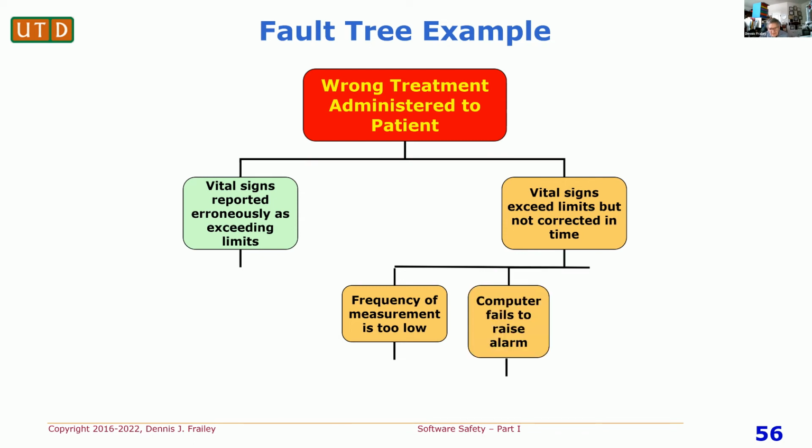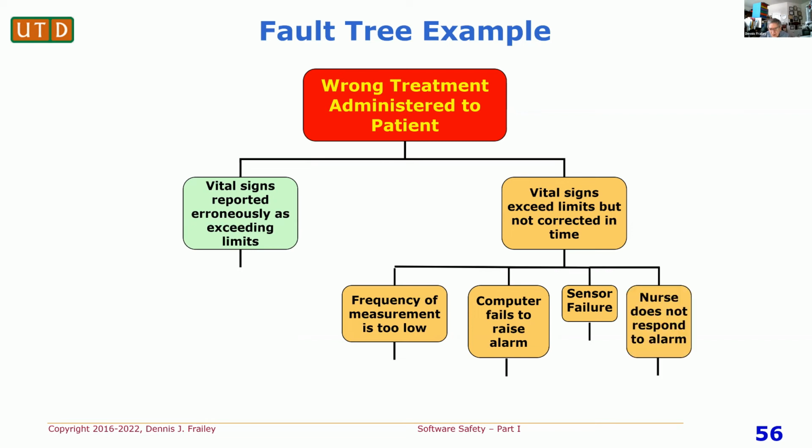Another possibility would be that the computer recognizes the limit, but somehow fails to raise the alarm. Maybe there's a bug in the software that causes the alarm not to be turned on. Or another possibility is there's a failure in a sensor so that you don't notice that something has exceeded a limit. Or another possibility is that the nurse does not respond to the alarm in enough time. Now, those are 4 ways that that problem could occur, vital signs exceed limits.